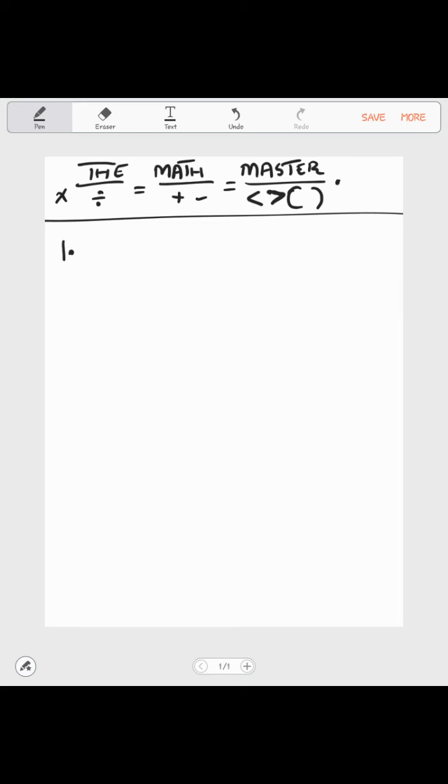So question number 1: 2x plus y equals 5 and x plus 2y equals 7. Now whenever you are given two equations, this one is linear because the highest power is 1.